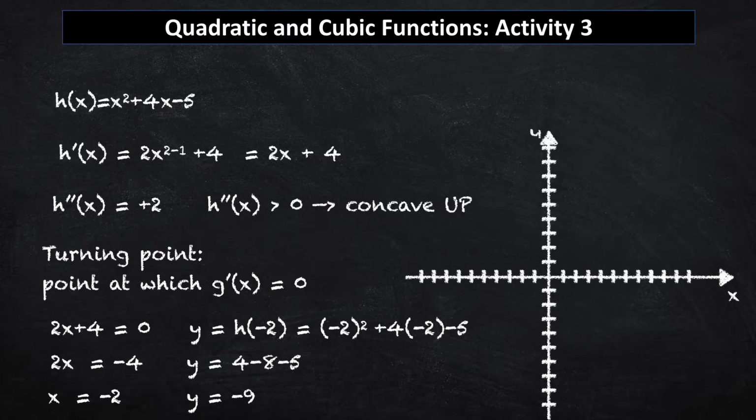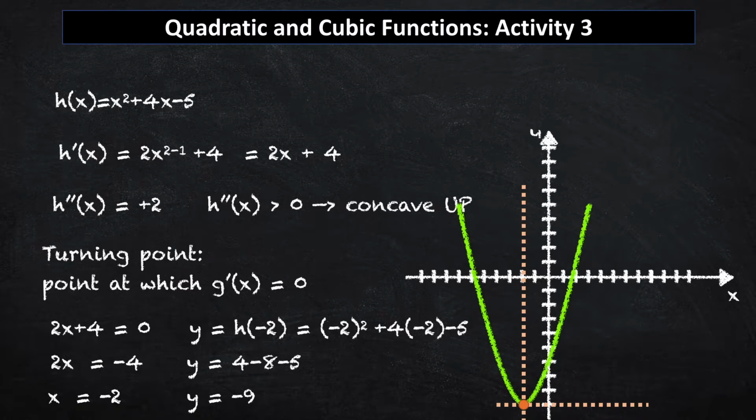So in our Cartesian plane, the turning point is the point (minus 2, minus 9), so this point here, and the function is concave up, so we can draw a sketch of the function.